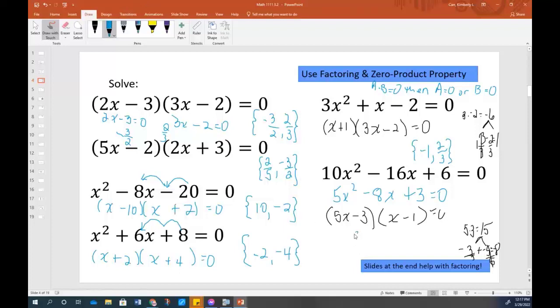And so now my solutions are 3/5 and 1. So again, if you need more help with factoring, we'll have some more slides there at the end to help out with that.